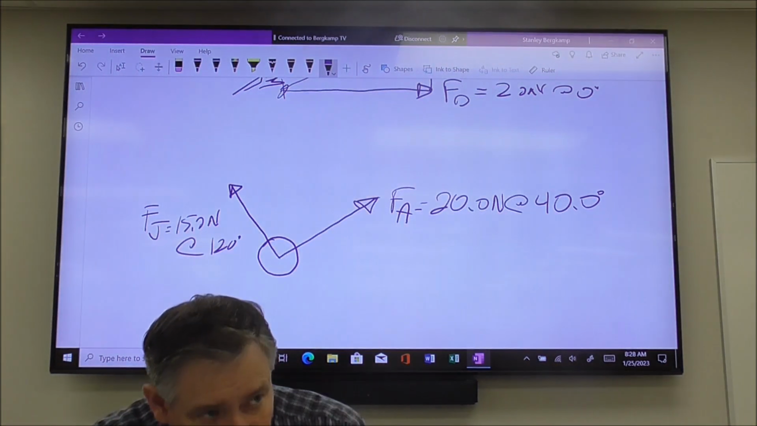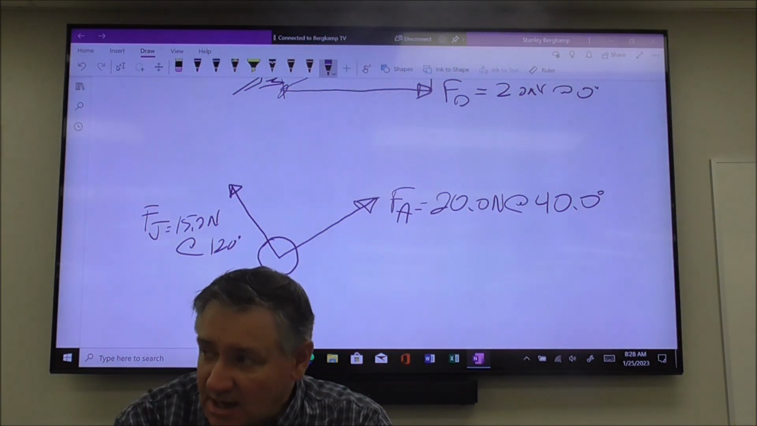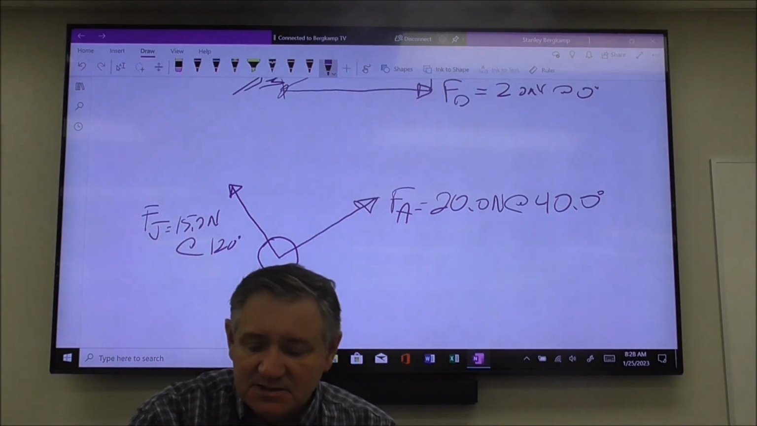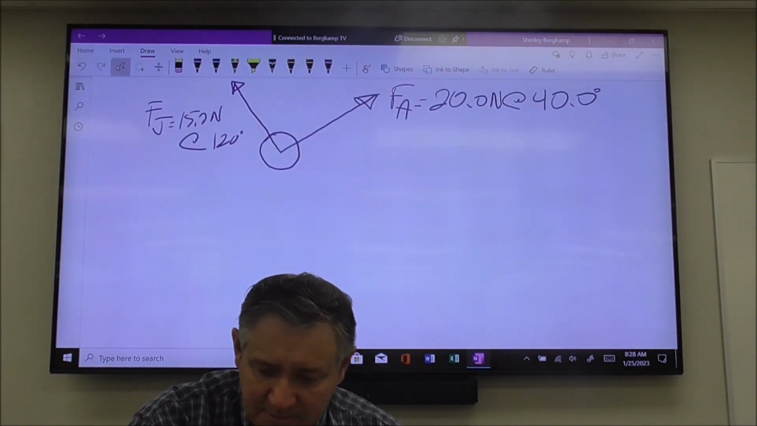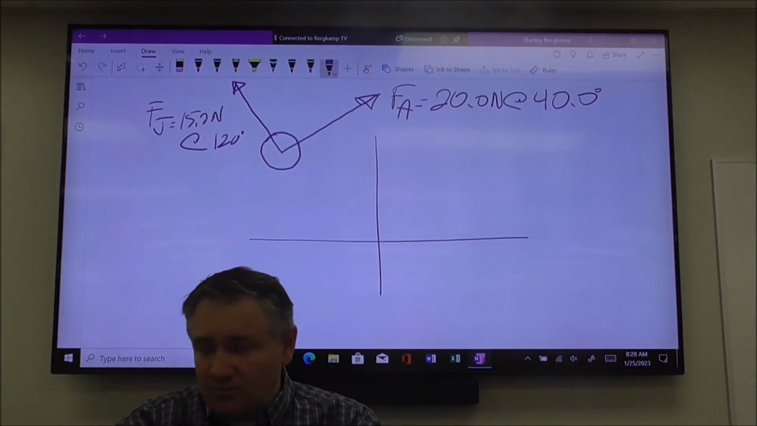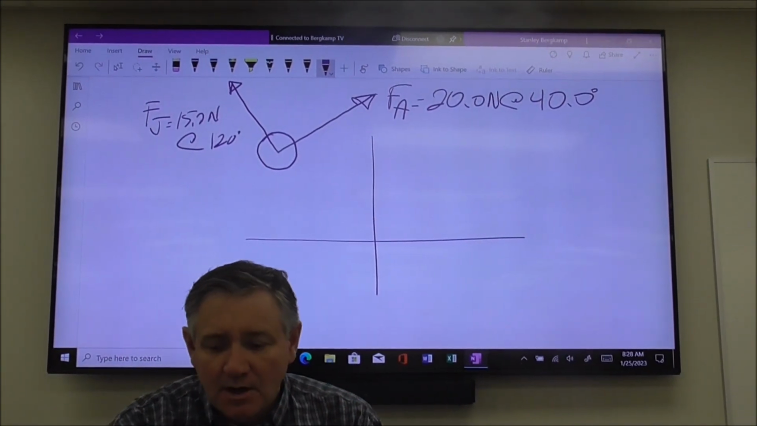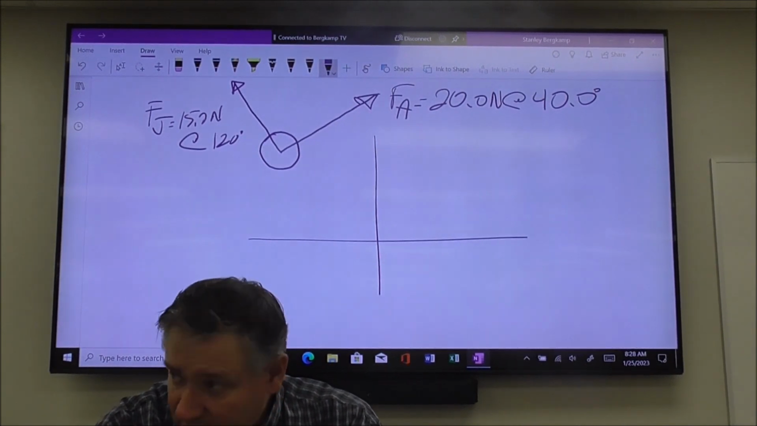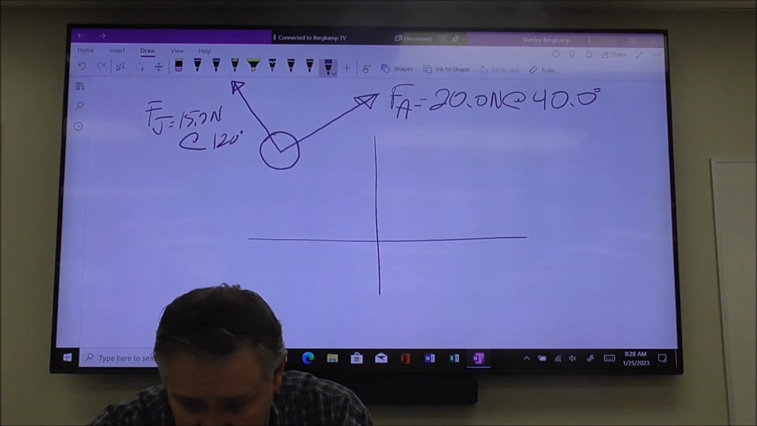Again, this is the free body diagram. That is not the tip to tail method. That's just my free body diagram. So here's what's going to happen. You're going to start, you're going to draw an X and Y system. Okay? First thing that you're going to do is you're going to draw Alexis's force first.